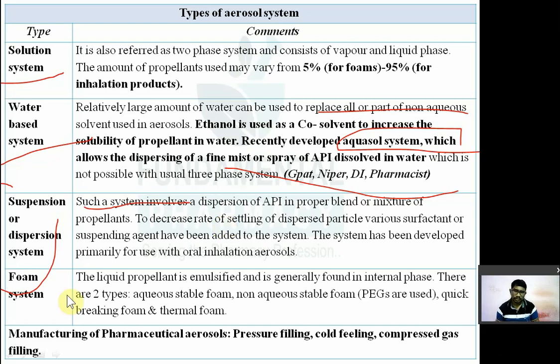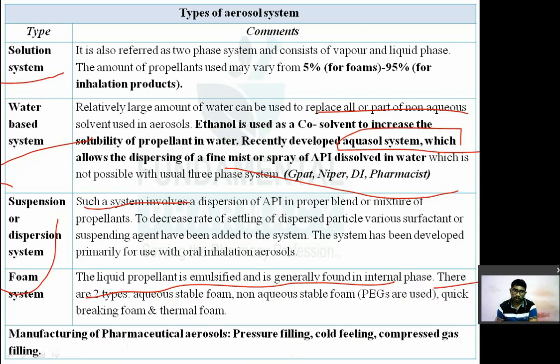Foam system: the liquid propellant is emulsified and is generally found in the internal phase. There are two types of foam system: aqueous stable foam and non-aqueous stable foam. Polyethylene glycol is used to produce a foam. Then the next one is quick breaking foam or thermal foam.